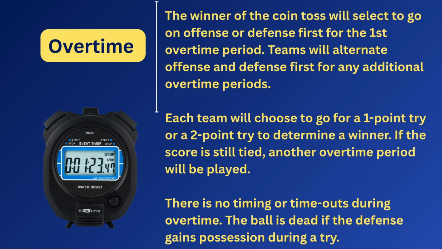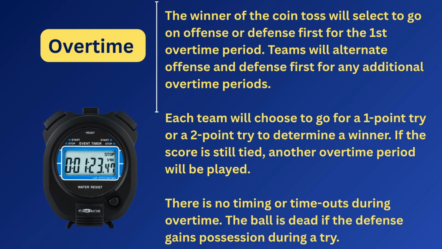The other team then will pick the side of the field, and we will stay on that side of the field for the entire overtime period. Teams will then alternate offense and defense for any additional overtime periods. So let's say that red team is on offense for the first overtime period, and the white team's on defense. For the second overtime period, it would flip. So the white team that was on defense for the first would then be on offense to start the second overtime period. So we don't have more coin tosses, it just alternates for each additional period.